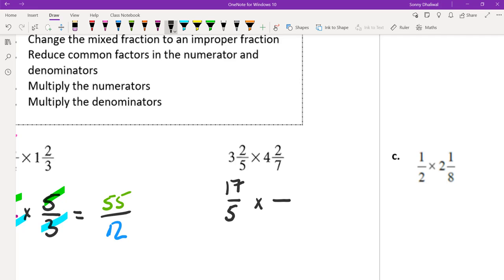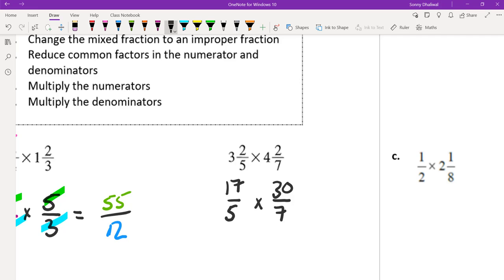All right, next up. Who's got it? Bella, what's the bottom number? 7. Okay, what's the top number? 30. 4 times 7 is 28, plus 2 gives us the 30. Okay, now we look to simplify.